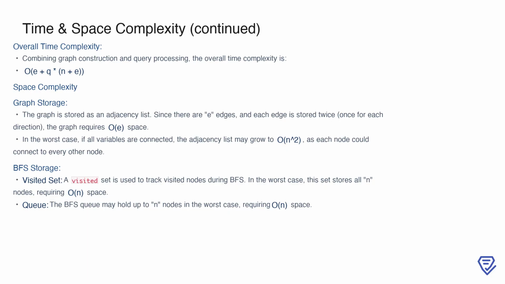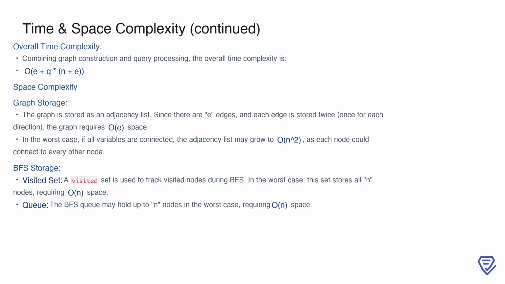Shifting to space complexity, the graph is stored as an adjacency list. Each equation contributes two edges, so with e equations, the graph requires O(e) space. However, in the worst case, where all variables are interconnected, the adjacency list could grow to O(n²), since each node may connect to every other node.